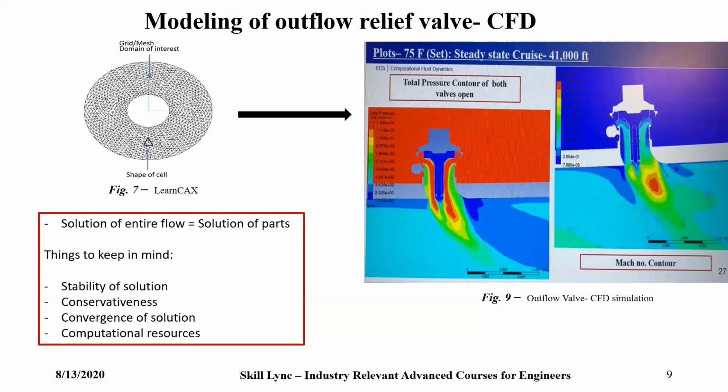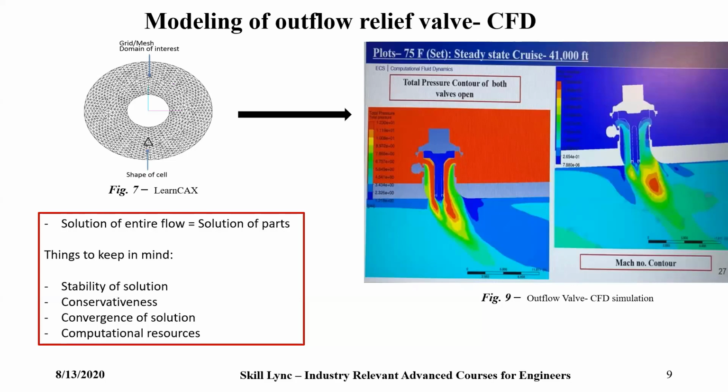So when we look at the picture on the right-hand side, those are the results that I was able to obtain from this project from the outflow valve. It is a CFD simulation. The picture on the left-hand side is a total pressure contour. And what this shows is that the pressure inside the aircraft cabin is high. That is all the red portion. And the pressure is high within the valve, and it reduces as it moves into the atmospheric pressure. So that is what the left-hand portion means.